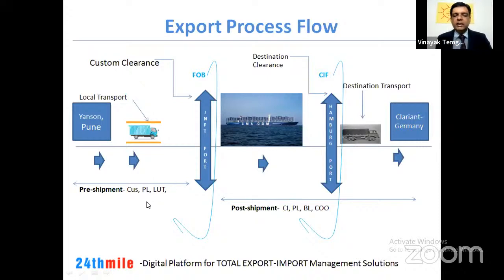In pre-shipment documents, there is a customs invoice, packing list, letter of undertaking. Post-shipment documents are commercial invoice, packing list, bill of lading, and certificate of origin. We will see in detail what the function of each document is. So this is the process of the exports.